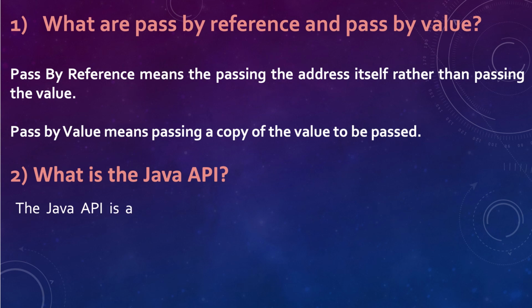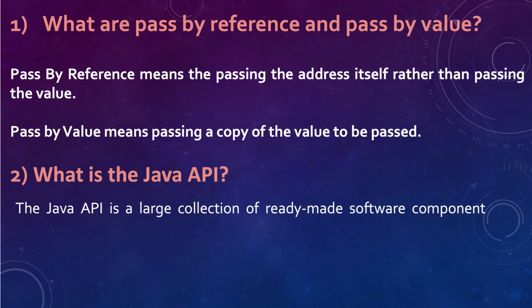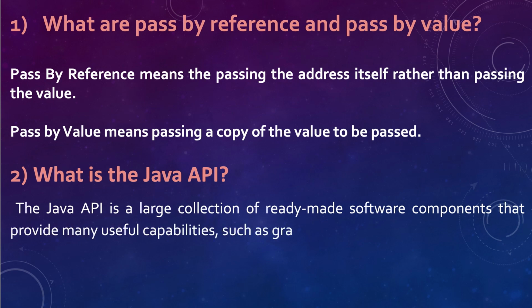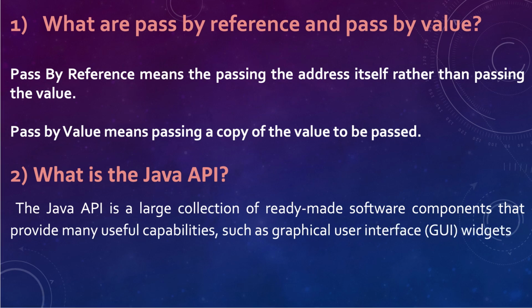What is Java API? The Java API is a large collection of ready-made software components that provide many useful capabilities such as graphical user interface widgets.